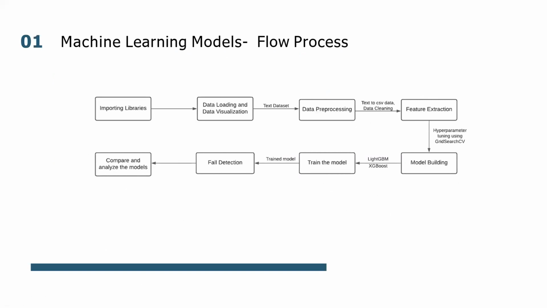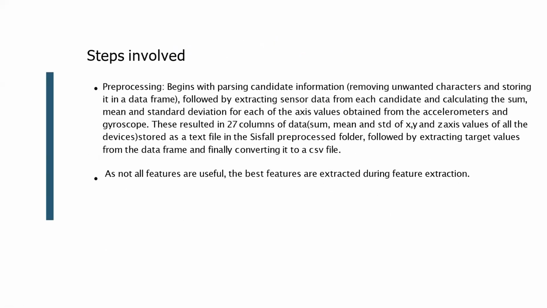So we'll be looking into each of these processes in detail. The first step involved is pre-processing. Pre-processing begins with parsing candidate information, followed by extracting sensor data from each candidate and calculating the sum, mean, and standard deviation for each of the axis values obtained from the accelerometer and gyroscope. After the data was pre-processed, it had 4,447 rows representing each activity and 29 columns.